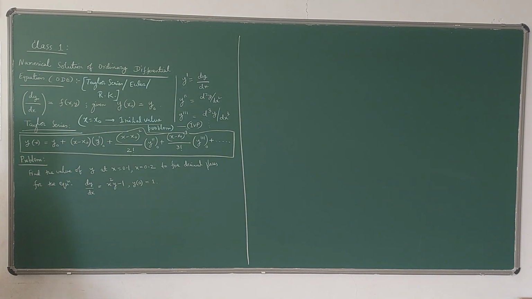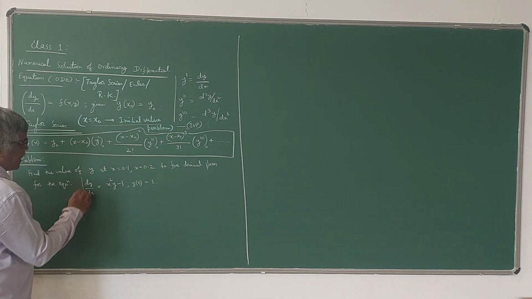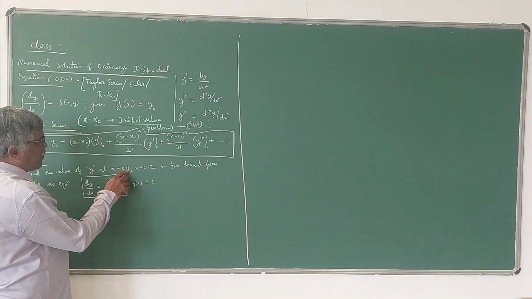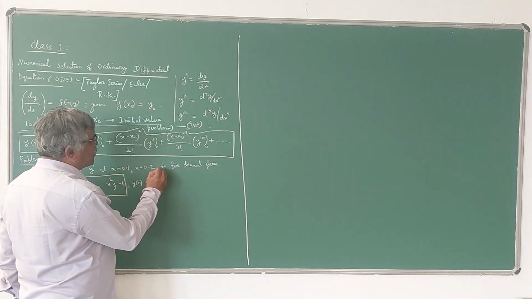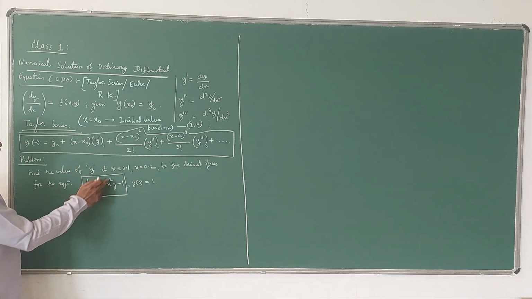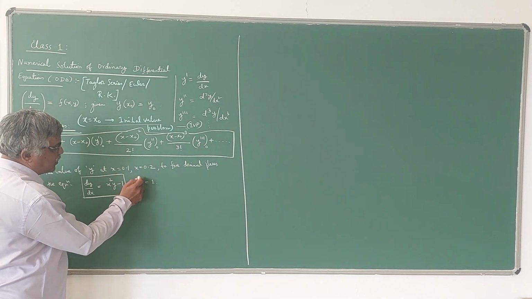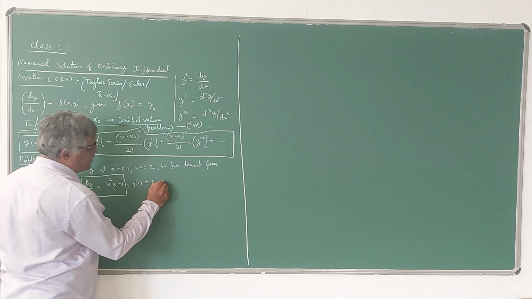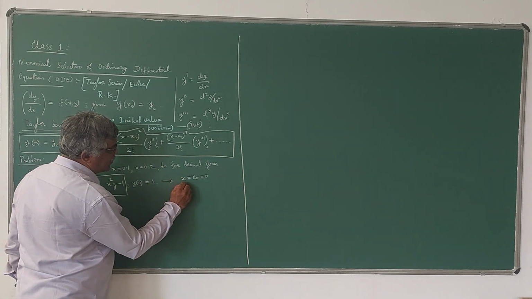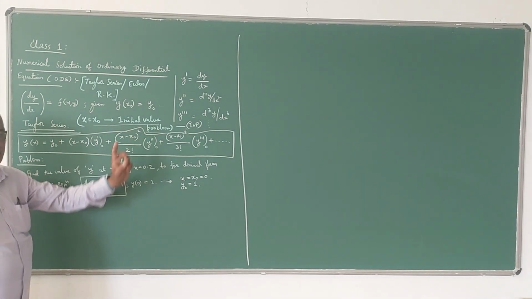Now we will take up a problem of solving an ordinary differential equation using Taylor series. The question is like this: find the value of y at x is equal to 0.1 and at x is equal to 0.2 to 5 decimal places for the equation dy by dx is equal to x square y minus 1, given y of 0 is equal to 1. That means x naught is 0 here, and the value of y naught is equal to 1. That is the meaning of this. So this is an initial value problem.